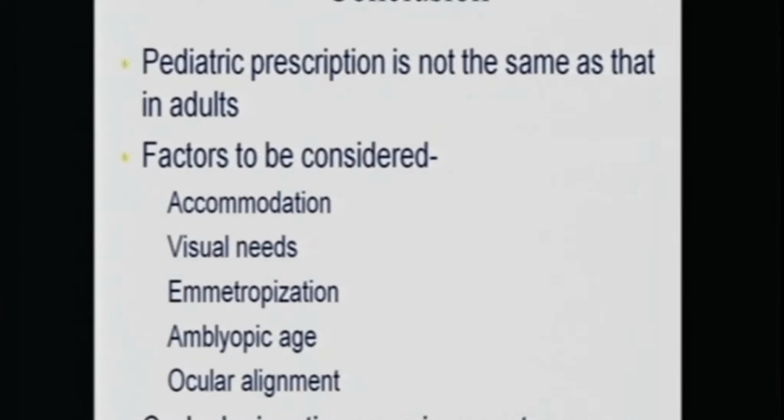So to conclude, pediatric prescription is not the same as that in adults. Important factors to consider are accommodation, visual needs, emmetropization, the age, the amblyopic age up to 6 to 7 years, and ocular alignment, and a cycloplegic retinoscopy is a must. Thank you.